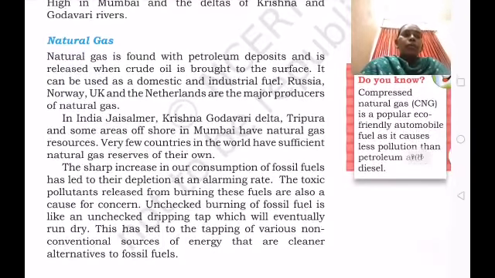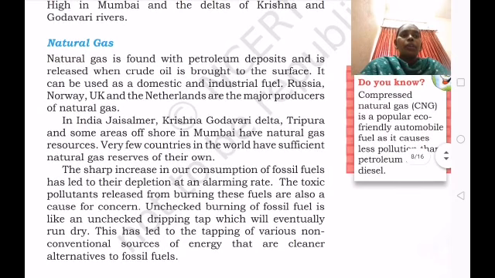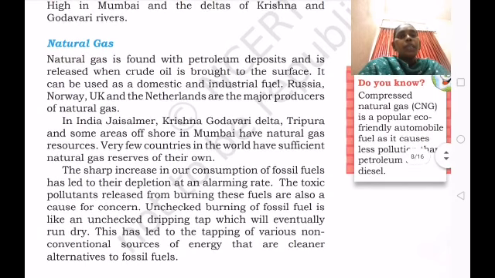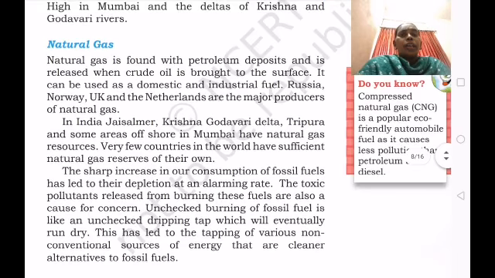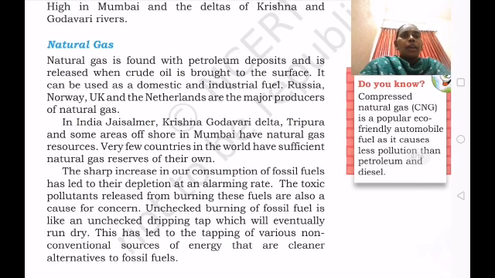So children, from the crude oil they separate the natural gas also. How do they separate it? Through refineries they separate it. It can be used as a domestic and industrial fuel also. Russia, Norway, the United Kingdom, and the Netherlands are the major producers of natural gas.